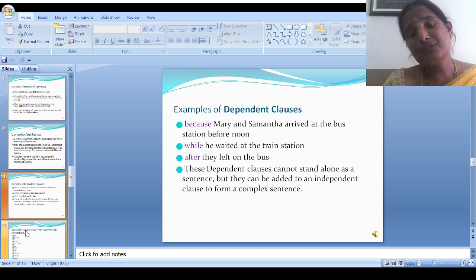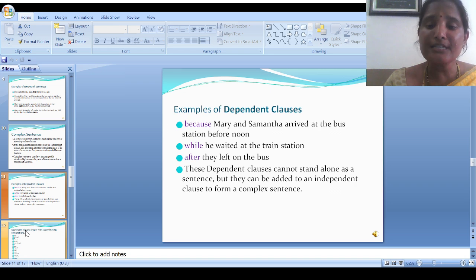So the examples of dependent clauses. Because is the conjunction, while is the conjunction here, and after it becomes a dependent clause. So these dependent clauses cannot stand alone. That is the identity that you have to remember. If you are taking the dependent clause, it cannot stand on its own as a sentence, but they can be added to another independent clause to form a complex sentence.